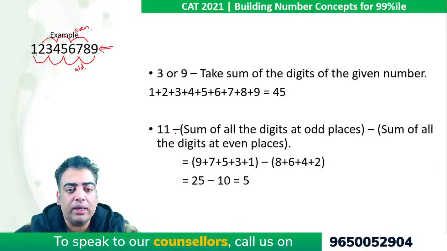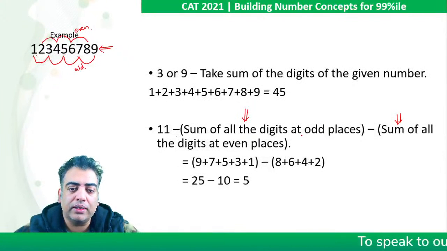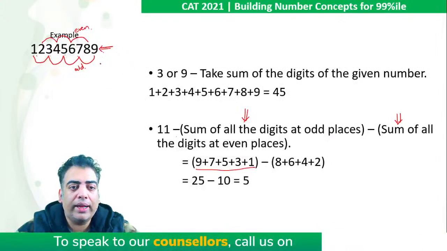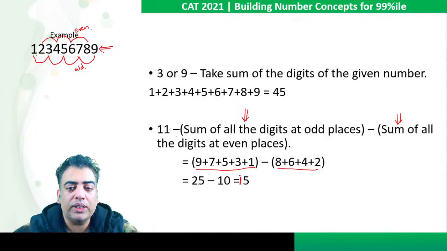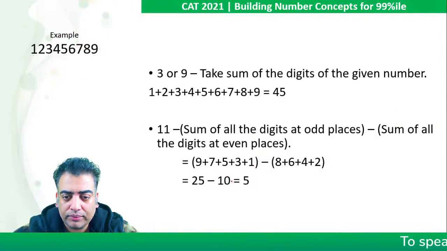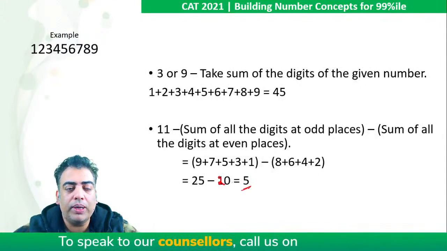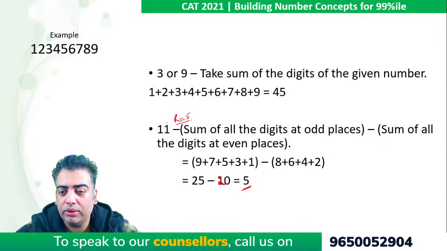Now in order to find the remainder by 11, we will add all the digits at odd places minus the sum of all the digits at even places. If we add them, 9, 7, 5, 3, 1 is the sum here and 8, 6, 4, 2 is the sum here. So this comes out to be 25 minus 10, which is 15. So we just need to divide, no, it is 20, not 10. So 25 minus 20 comes out to be 5. So 5 divided by 11, the remainder comes out to be 5 itself. So this is a very important divisibility rule for 11.